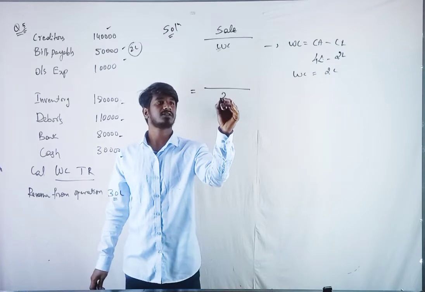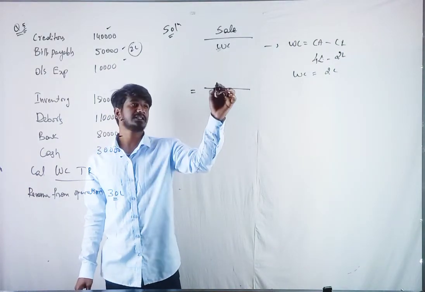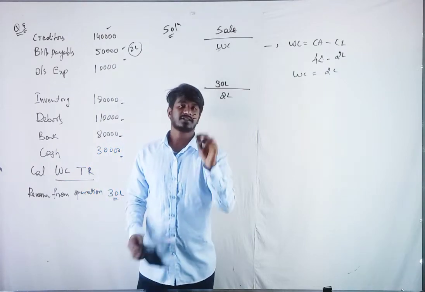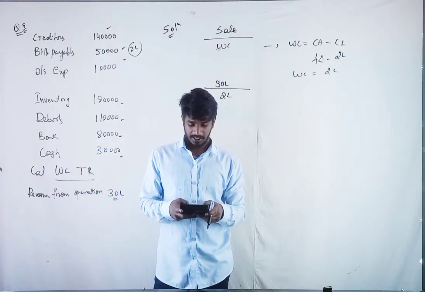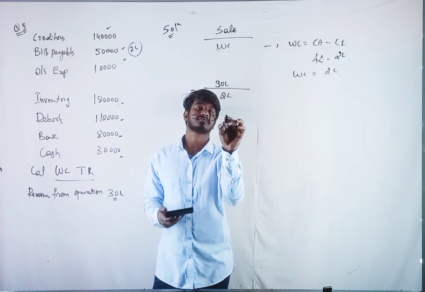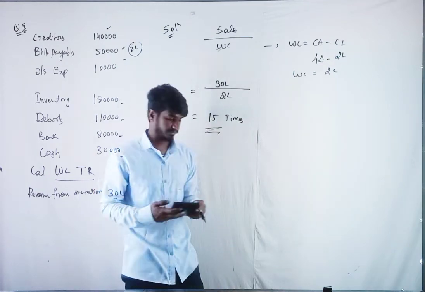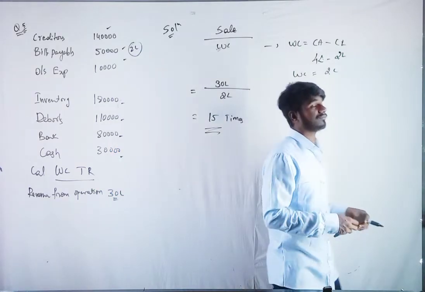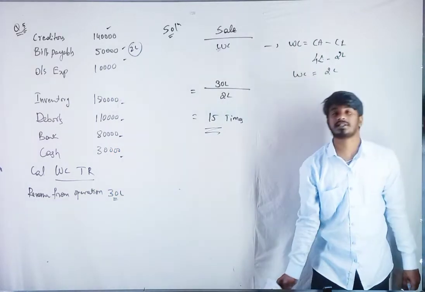Working capital is 2 lakh and revenue from operation is 30 lakhs. How much does it come out to? 30 lakh divided by 2 lakh, 15 times. It comes out to be 15 times. Yes, you can take it down. We'll move on to the next question.